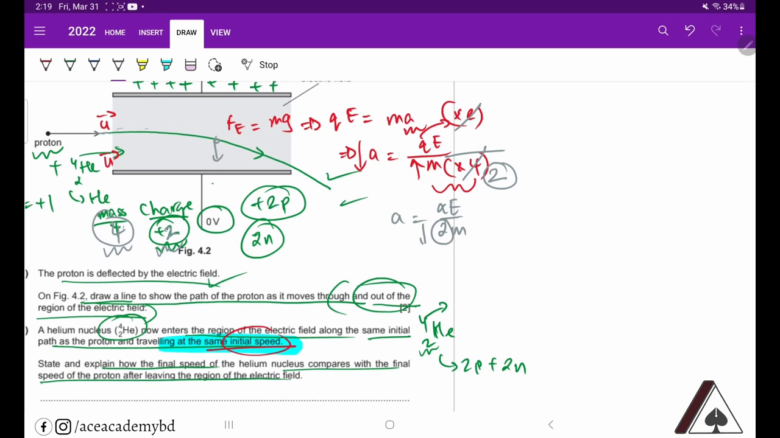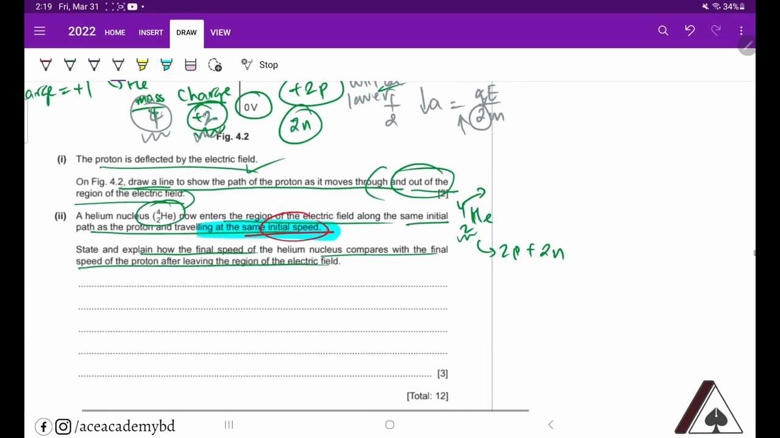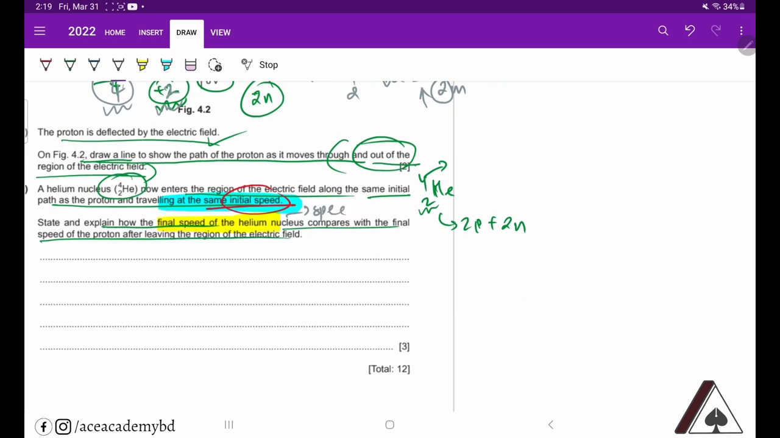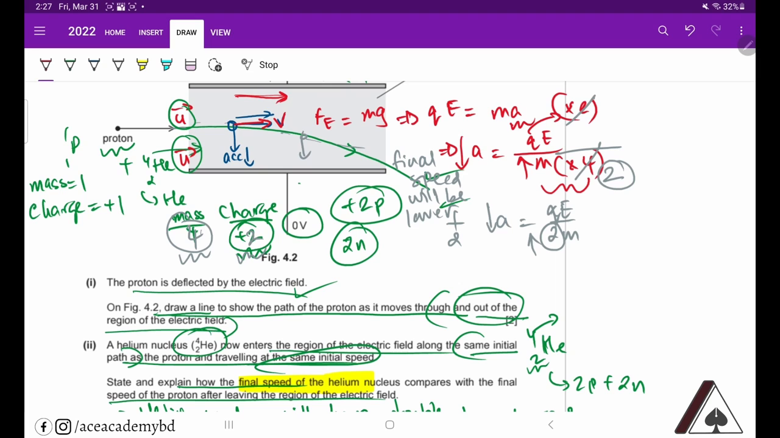So basically, a shall be QE by 2m. So the mass is effectively larger by 2. You can just say that overall that is the scenario that is going on. Since the mass is increasing by twice, that means the acceleration will get halved. And as the acceleration gets halved, this means that the final speed will be lower. Since they're asking us to compare the final speed of helium, we're just going to say that the final speed will be lower.